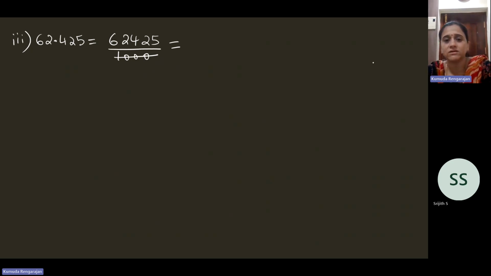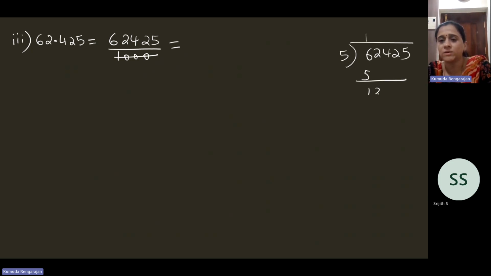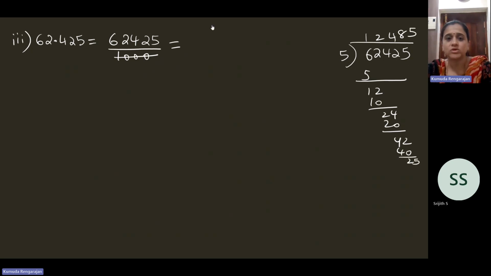Okay, so when you divide 62,425 by 5, what do you get? 5 1s are 5. 1 remains, 2 comes down. 5 2s are 10. 2 remains, 4 comes down. 5 4s are 20. 4 remainder. What comes down? 2 comes down. 5 8s are 40. 2 remains, 5 comes down, and 5 1s are 5. So it's 12,485 divided by 200. I think here you went wrong.